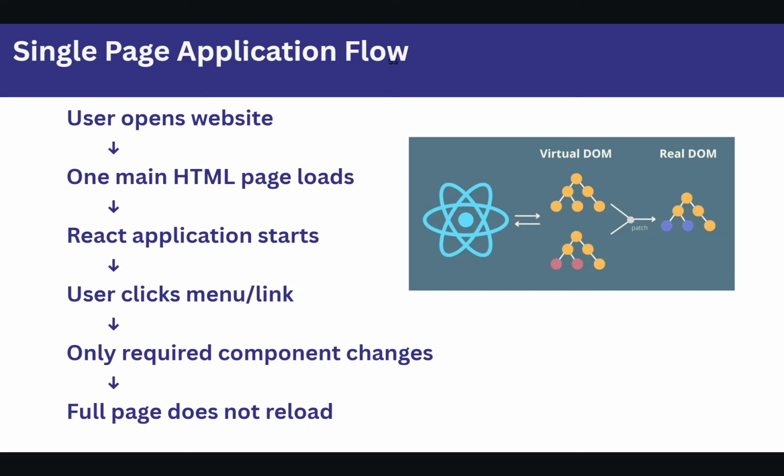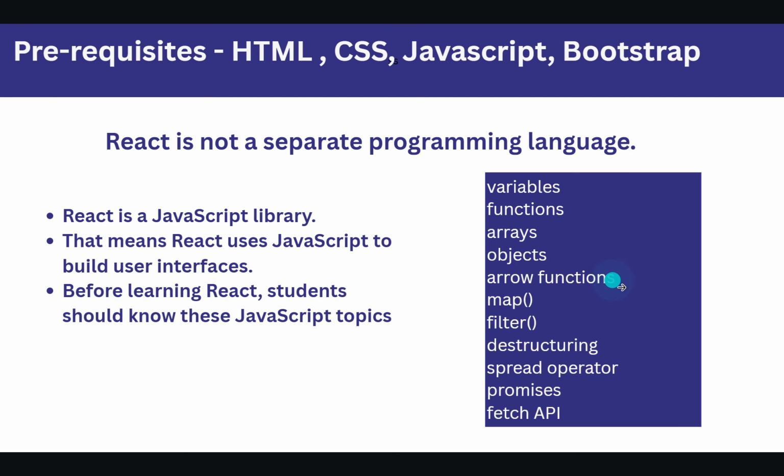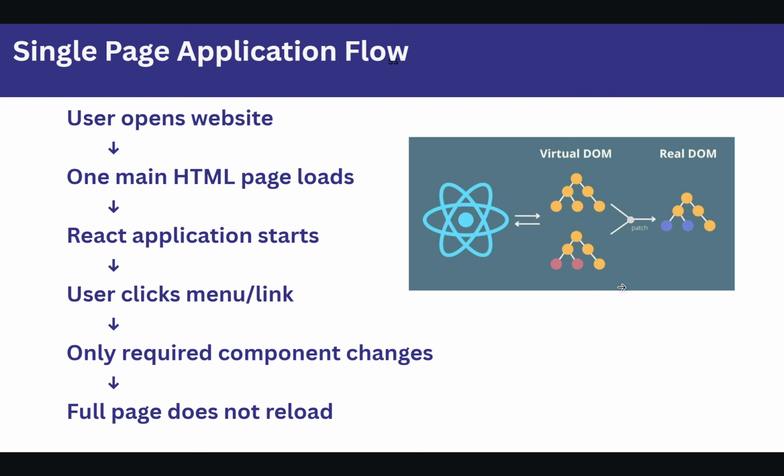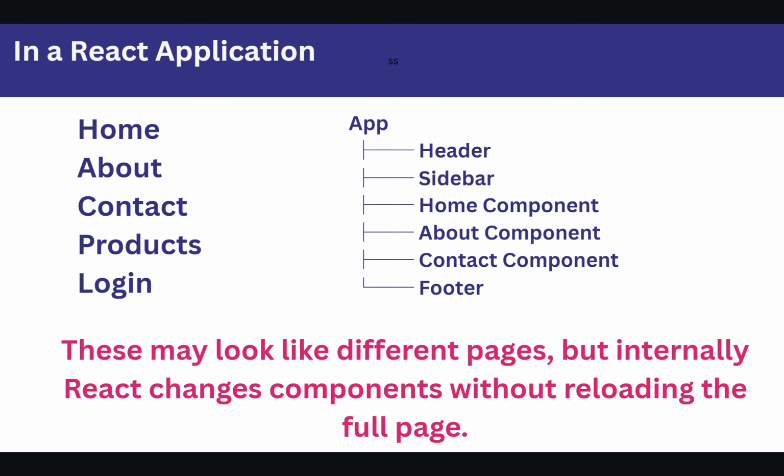Now what happens? The user opens a website, and the main index.html gets loaded. The React application starts. Now the user clicks on the menu, let's say he's clicking on about. What happens is the about component gets loaded. Now you click on contact. So the about component is removed and the contact component gets loaded. The whole page is not getting loaded.